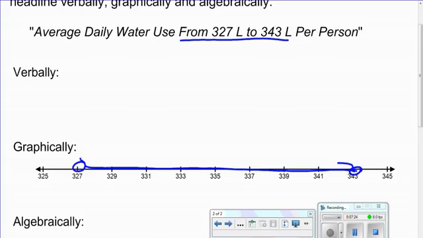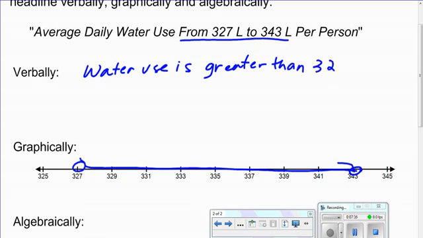So verbally, we could say water use is greater than 327 liters and less than 343 liters. Okay?